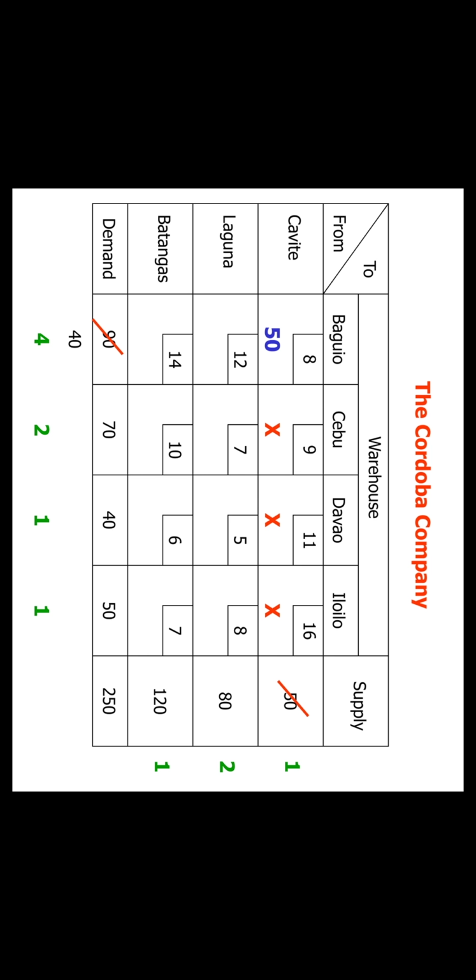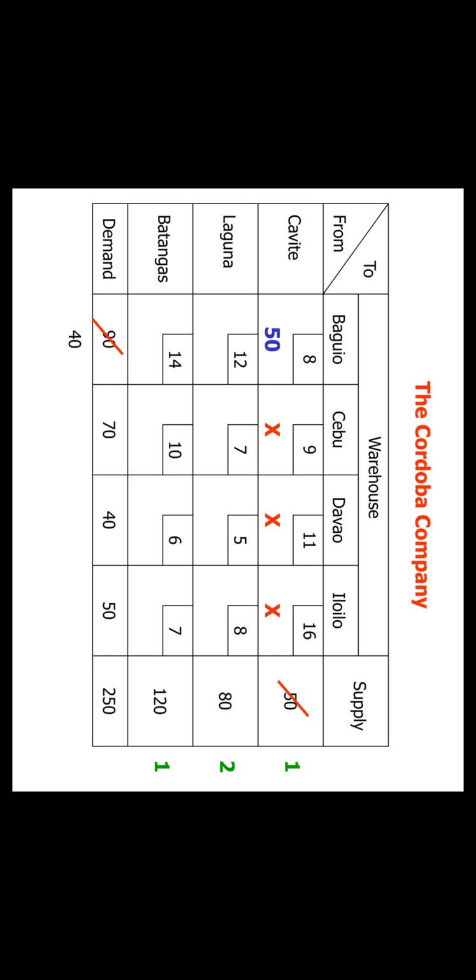Now, in Vogel's approximation method, we said that if you eliminate an entire row, you have to recompute the opportunity costs of each remaining column, because it is possible that part of that row that you have eliminated is the least cost cell or the next least cost cell of a particular column. Therefore, the current opportunity costs of each column are not valid anymore. That's why we have to recompute them.